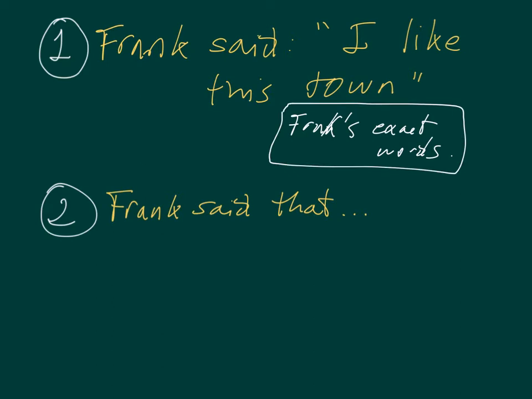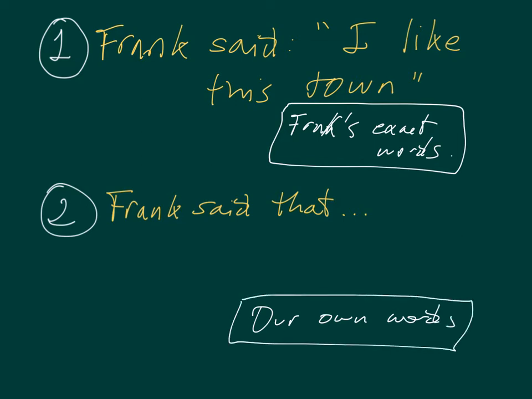In sentence number two, on the other hand, we have an incomplete sentence which we are about to complete. Okay? In sentence number two, it's not Frank's words anymore, but our own words. Okay? Our own words. So we would say, Frank said that he liked that town. Okay?